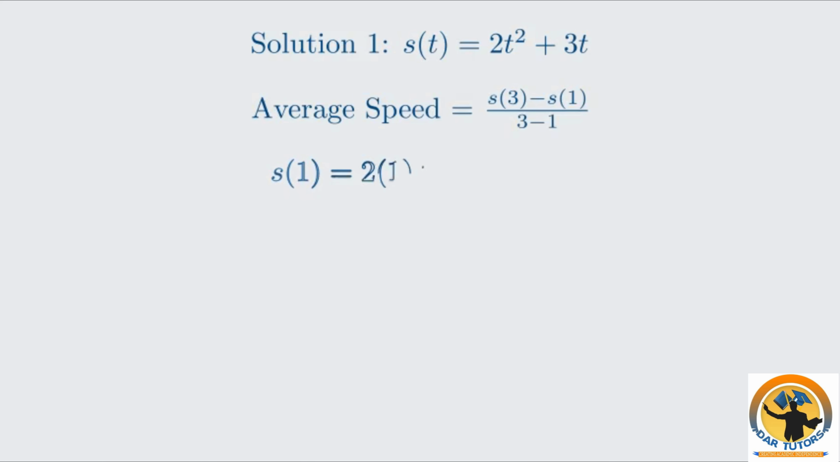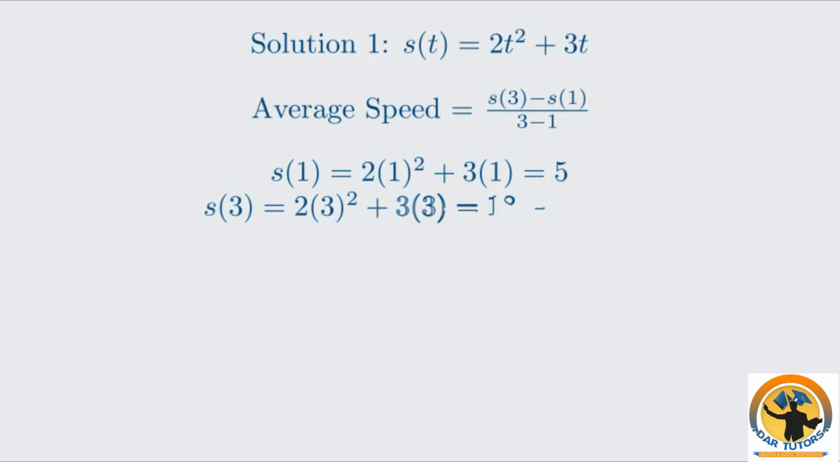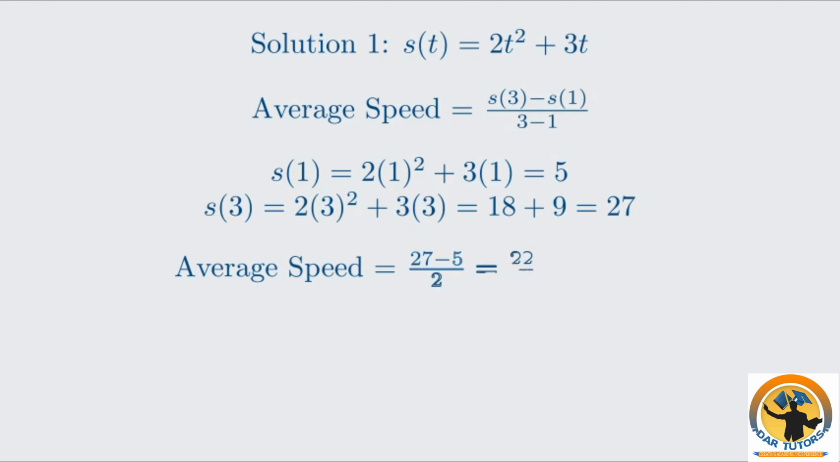Let's go through the solutions. For question 1, we need to find the average speed. We use the average rate of change formula. First, find the positions at t equals 1 and t equals 3: s of 1 is 5, and s of 3 is 27. The average speed is 27 minus 5 divided by 2, which is 11 meters per second.